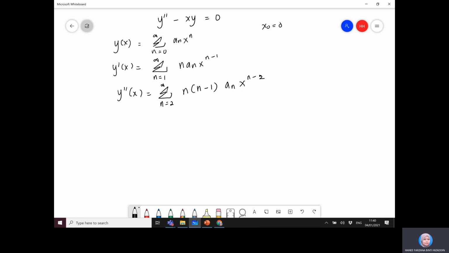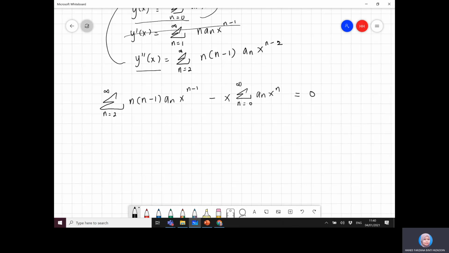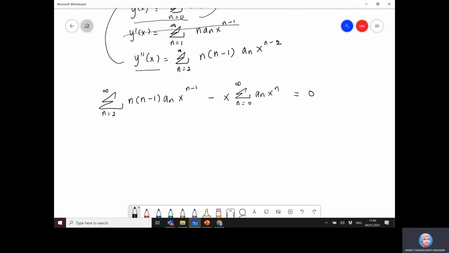Right, so next step is we put this into the ODE. So we put this y double prime into here and this y into here, and we don't use any of this y prime because there isn't one. So we have the sum from n equals 2 to infinity of this term, minus x times y. So our y is this, equals to 0.